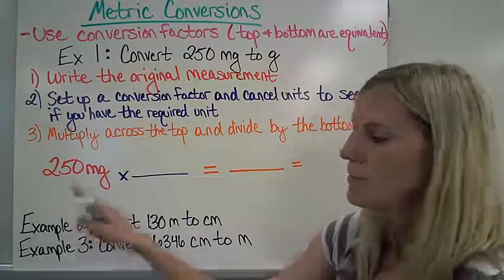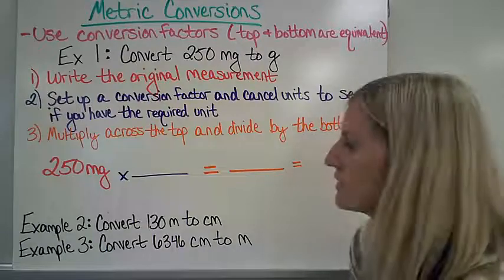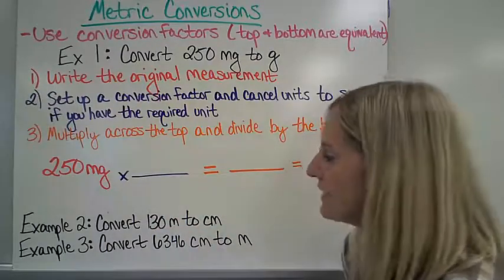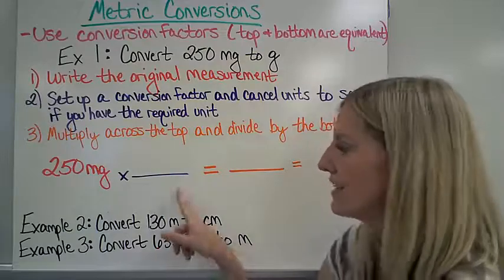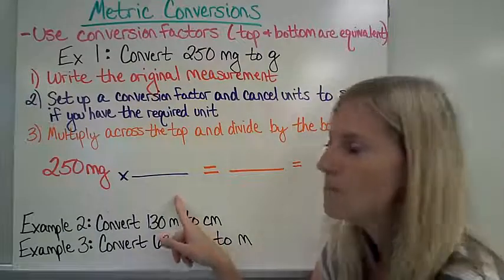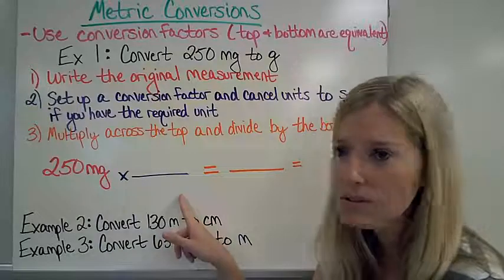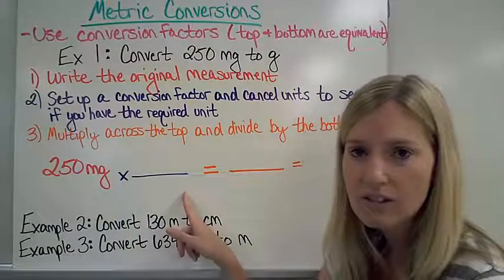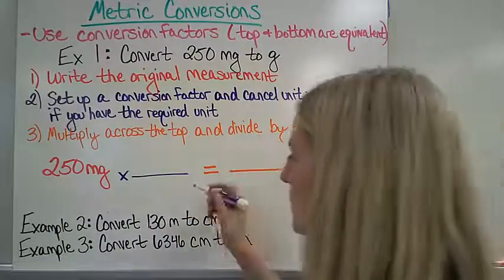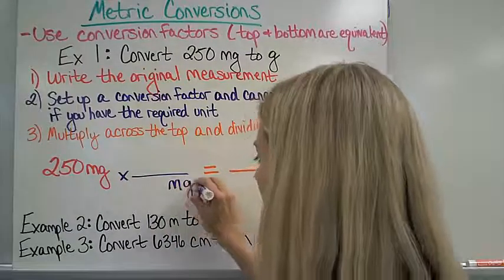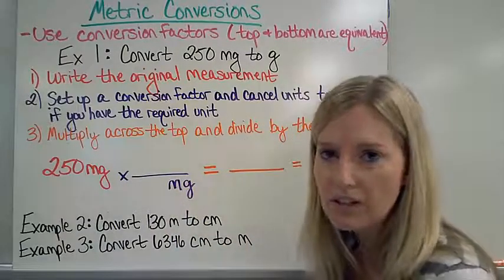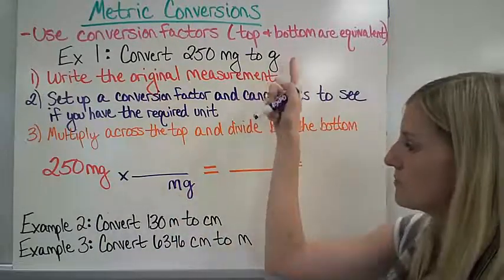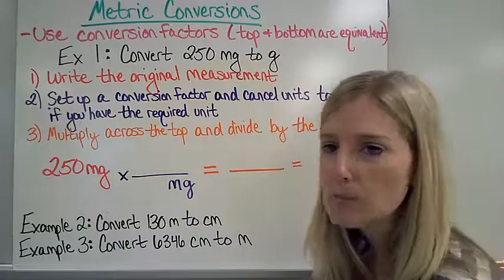So I've first written what my original measurement was. For my conversion factor to help me out, I need to write the unit that I want to get rid of on the bottom. Because if I have the same unit on the top and the bottom, then they cancel. So I would want to put milligrams on the bottom of that conversion factor. Because I'm going from milligrams to grams, that means the unit of grams will be on the top.